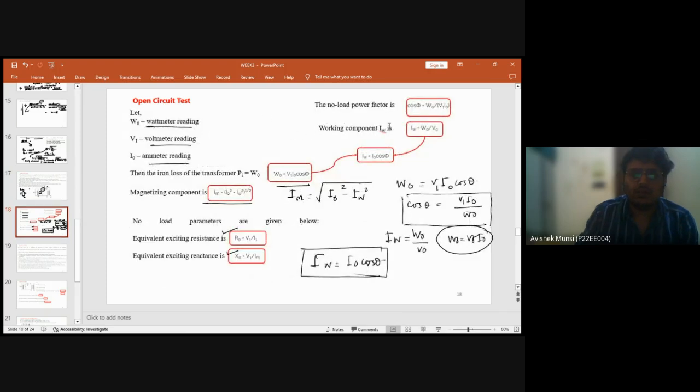So this formula we need to know for calculating any question related to the open circuit test. This one is a fundamental formula. Suppose in a question you have to calculate the magnetizing component and only the no load current is given, and the power factor. In that case, you have to calculate IW, after which you can put it here to calculate the magnetizing current. The resistance is the voltage divided by the working current, and the reactance will be the voltage divided by the magnetizing current. Okay.